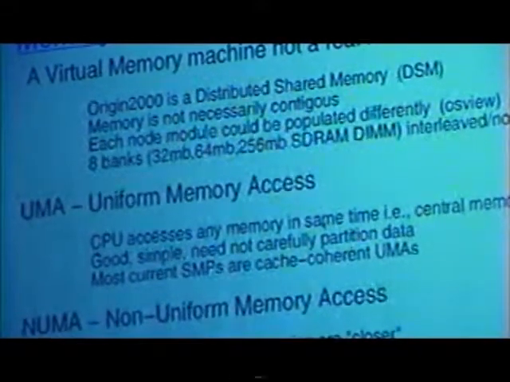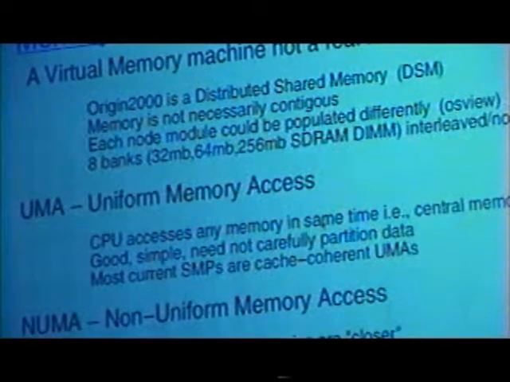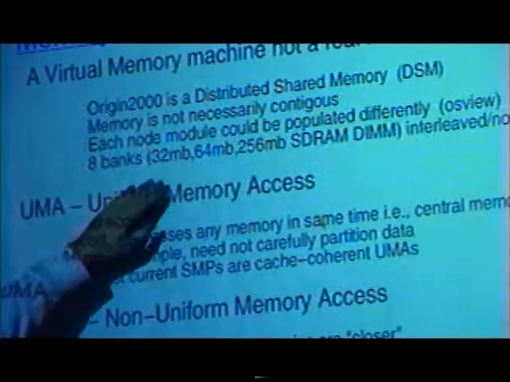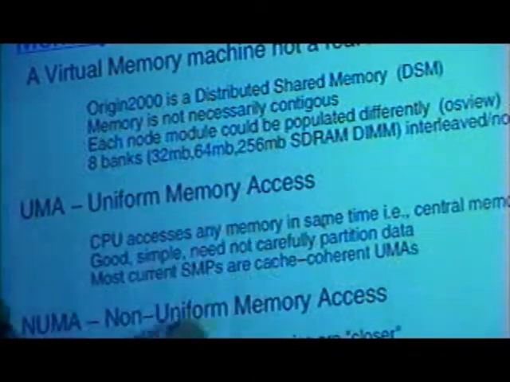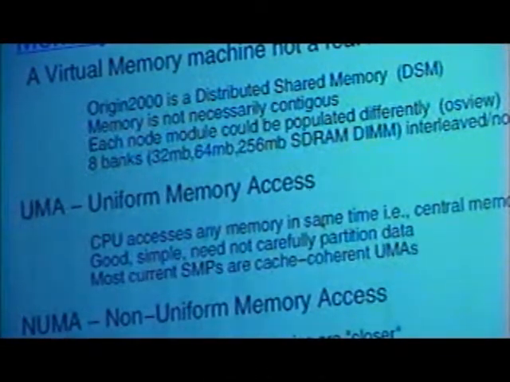So each node board could be populated differently. OSView, HIV, a couple of commands give you the size of memory on a per node basis. And by default, these are old again probably, but 8 banks with various sizes, 32, 64, 256 SDRAM DIMMs. The newer boards, the newer O2000 scoring higher.